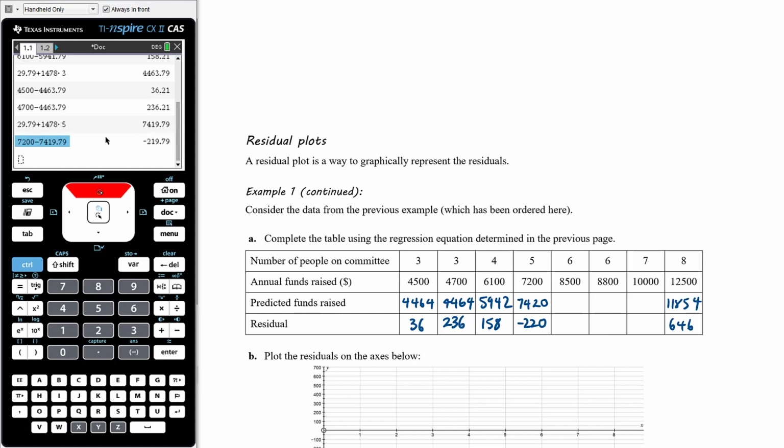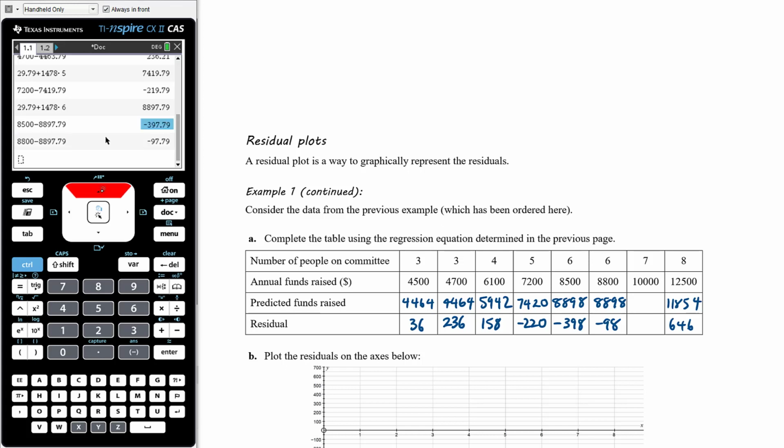Committee of 6 people. So scrolling up here, changing our number of people to 6. The prediction is 8898. And that'll be the same for both of these. And then the actual, so 8,500 minus that predicted value, is negative $398. 8,800 minus that predicted value is minus $98.